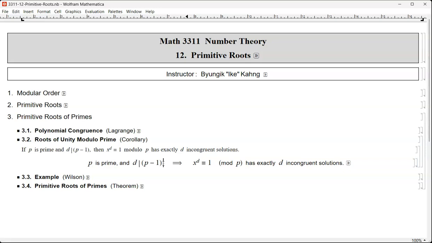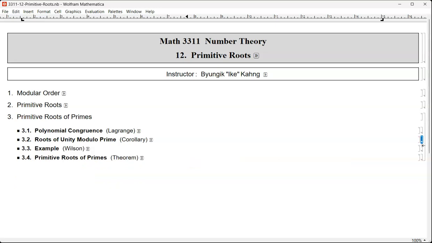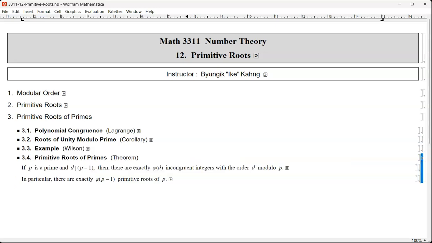P is prime, and d divides p minus 1, pay attention to this especially. Then x to the d is congruent to 1 mod p has exactly d incongruent solutions. Remember this corollary because we'll be using it. Let's go back to 3.4. So what does it say?